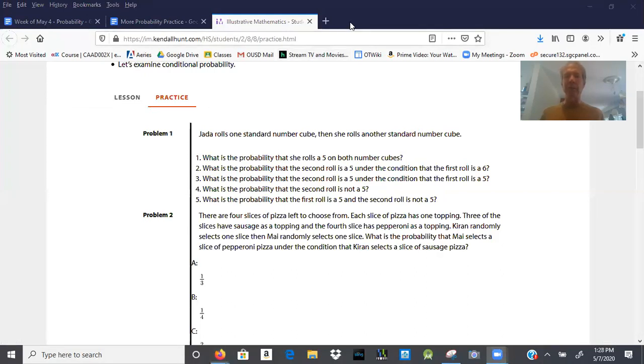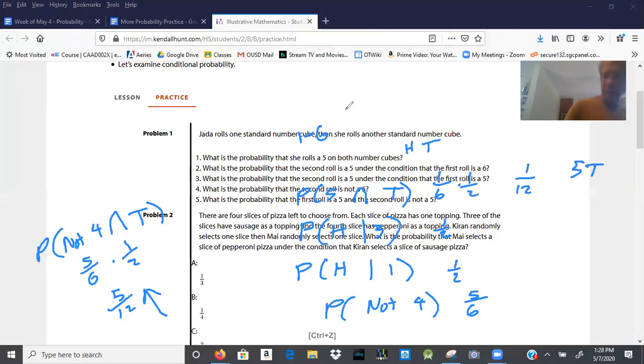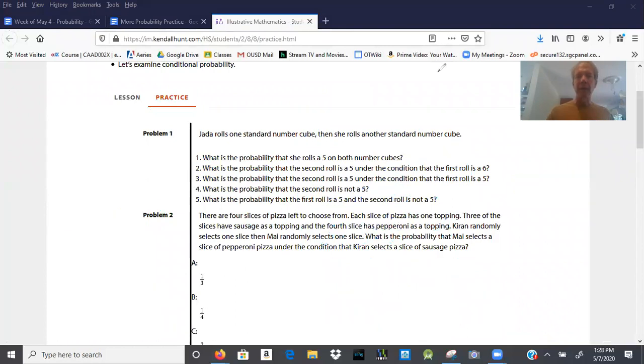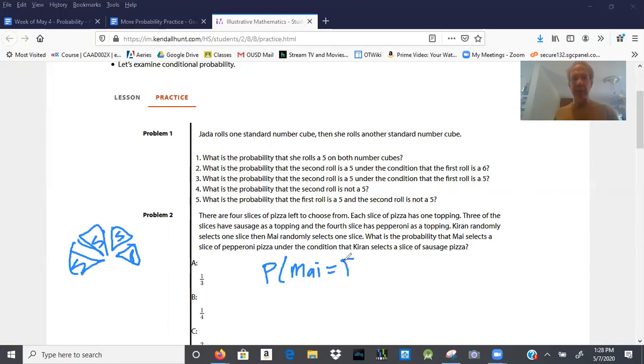This could be written much simpler, which is what I want to point out. The quick way to write, assuming we understand the whole situation about what the pizza is. So I got 1, 2, 3, 4 slices. 3 of them are sausage, and 1 is pepperoni. And so we are asking the probability that Mai, who went second, gets pepperoni, given that Karen already got a slice of sausage. That would be the quick way to write those last 2 sentences.